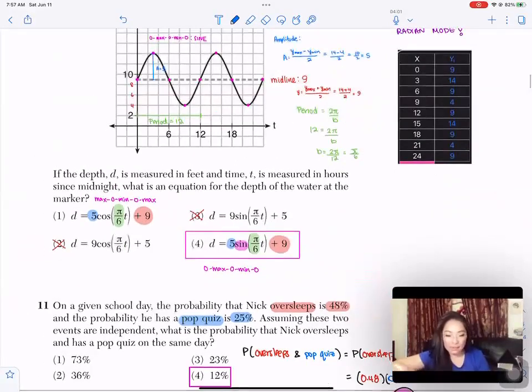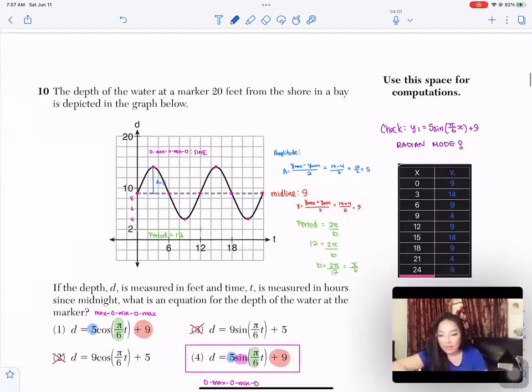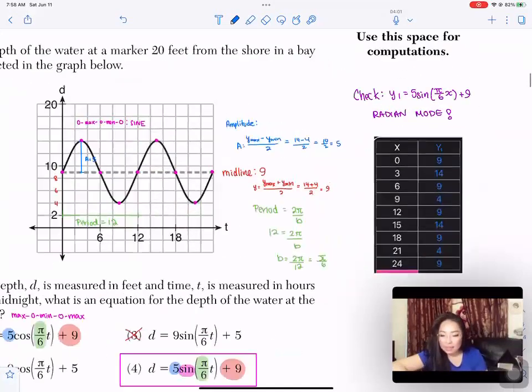Other techniques. Well, you have 4 choices, right? So you could technically put it in your calculator and then look at the points, right? You can get a point of value. For example, I probably would test 0, 0, and 0, 6, 12, and 18 just to see if they equal 9 or something to that effect. And I think I did that over here.